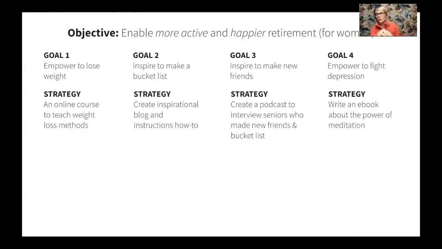And then goal 4, empower to fight depression. Again, from goal 1, you remember when we talk about empowering, it's more concrete, it's more about teaching, showing someone how to do something. So maybe here your strategy is to write an ebook about the power of meditation. Maybe you have the background, you know that meditation can help fight depression, so you're going to bring all that together.